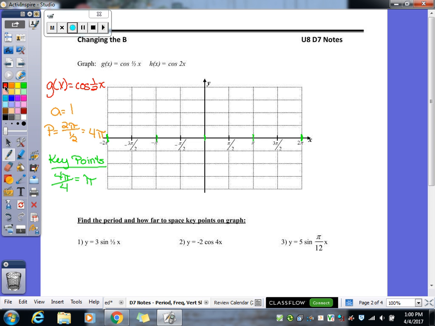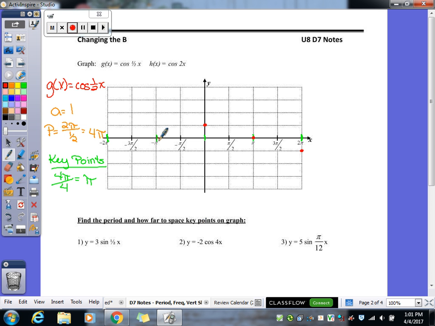Come on. Where does cosine start, 0 or 1? 1, good. Since our amplitude is 1, it's still going to be 1. So at 0, my cosine curve is still starting at 1. And then my curve would go down to 0, so my next key point would be 0. And then it would go down to negative 1 at my next key point. And then it's got to go the other way.